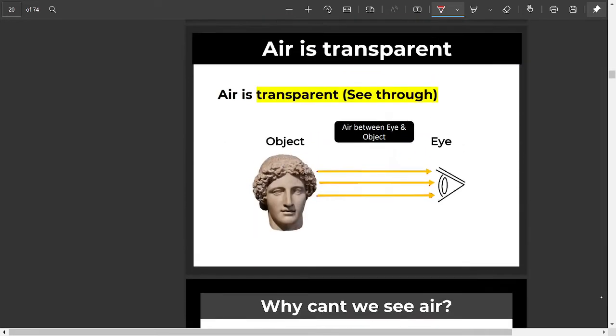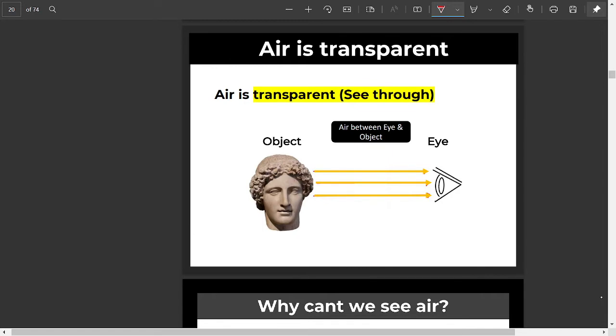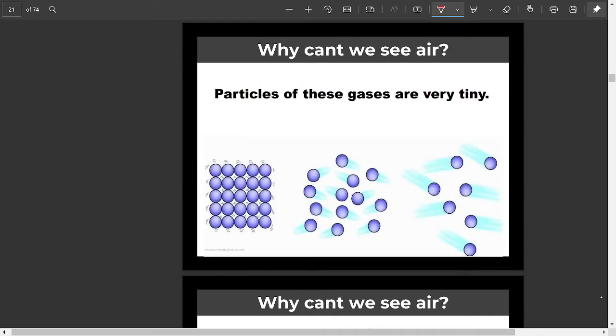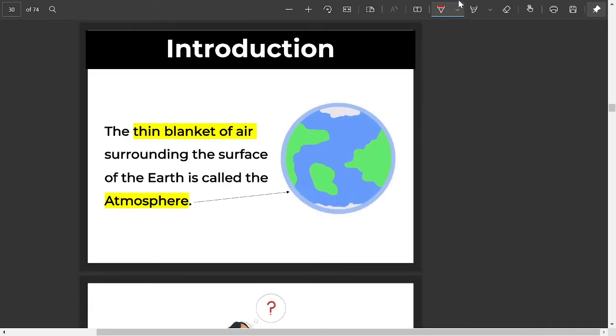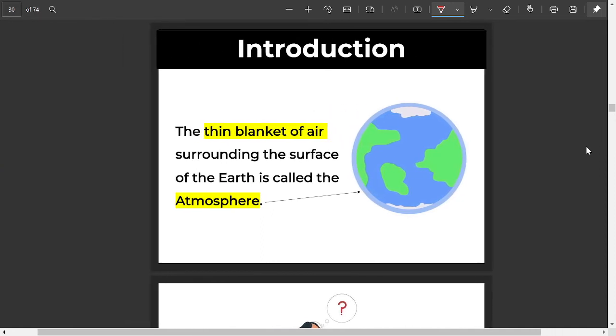This is very easy. Air is transparent, I already told you. Why can't we see air? Because particles of these gases are very tiny, like these normal small particles in the air. So now we have finished the introduction.